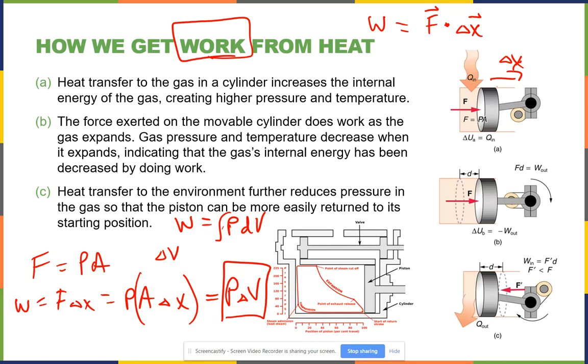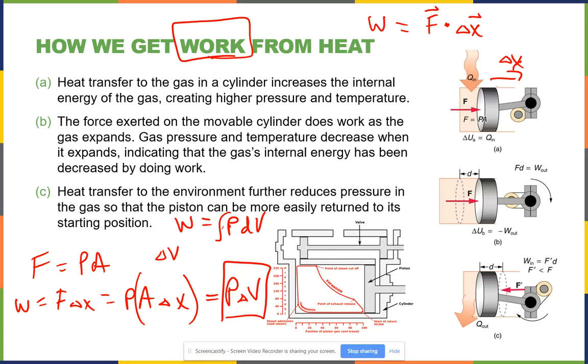Notice what this is not. It is not change in pressure times volume. It is not change in pressure multiplied by a constant volume. It's a constant pressure multiplied by change in volume. That's an important thing to keep in mind.